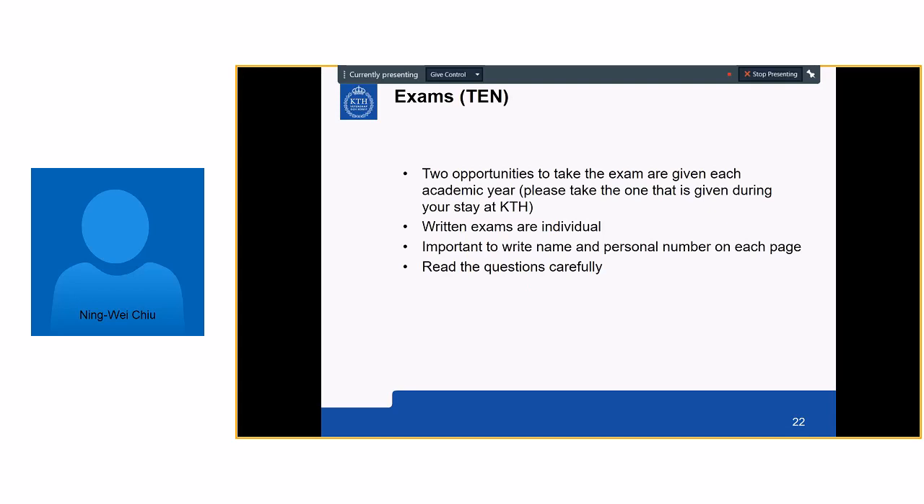All the exams are individual, for this course at least. So do not talk during the exams, or phone call or type emails, etc. That will be considered as cheating. Make sure you write your name and personal number on each page, but I'm sure you know about that. And read the questions carefully. This is very fundamental, but make sure that you still read the questions carefully.